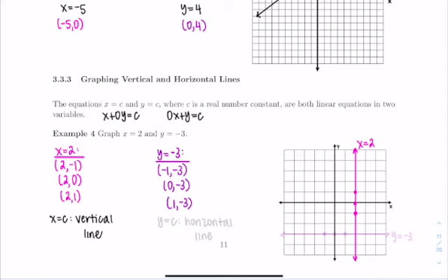Let's plot those. We've got (negative 1, negative 3), (0, negative 3), and (1, negative 3). When I connect those dots, I end up with a horizontal line. And that means anything of the form y equals c is going to be a horizontal line.